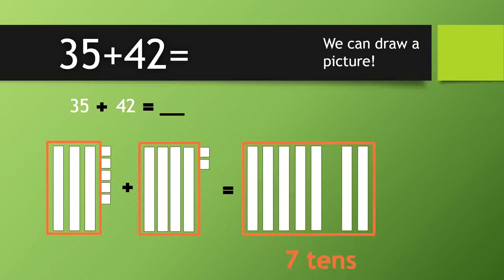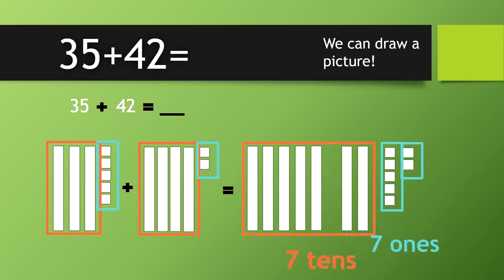Now let's add our ones. 5 ones, 2 ones. What is 5 and 2 going to be? 7 ones. If I have 7 tens and 7 ones, what is my answer to 35 plus 42? If you said 77, you would be correct. Next problem.